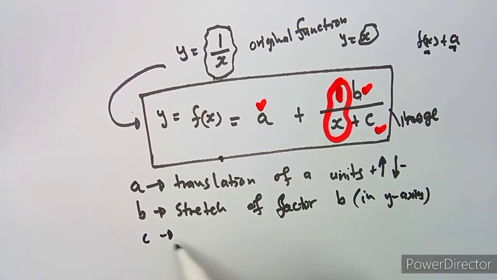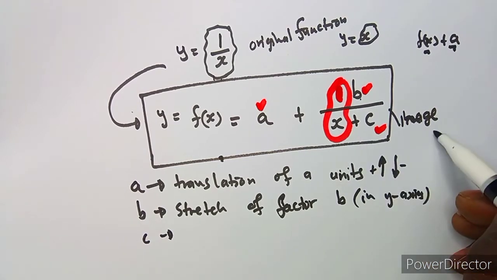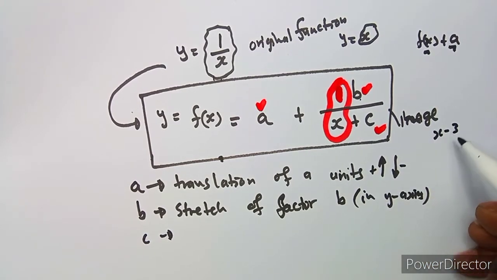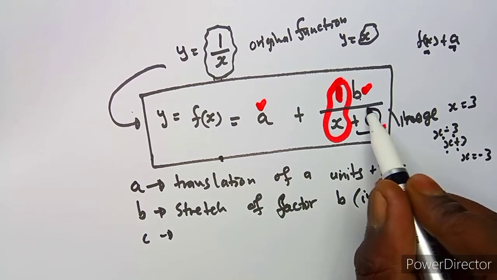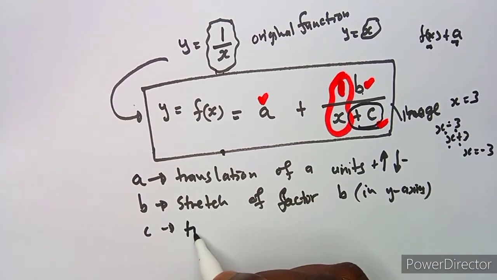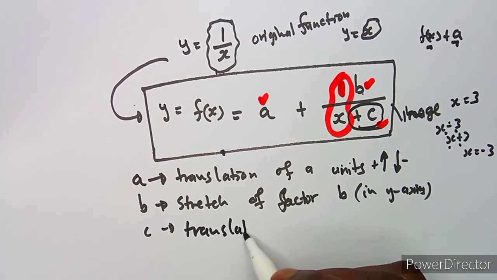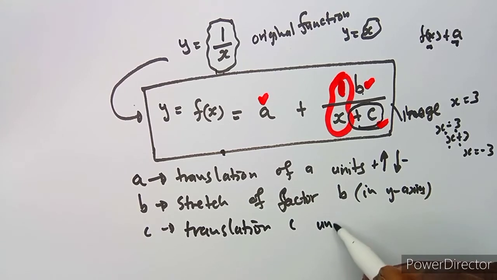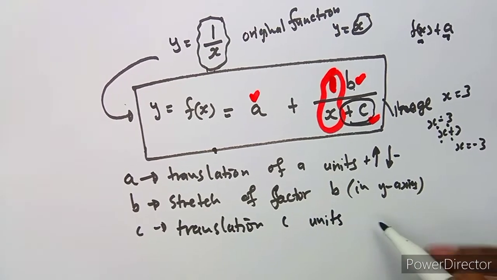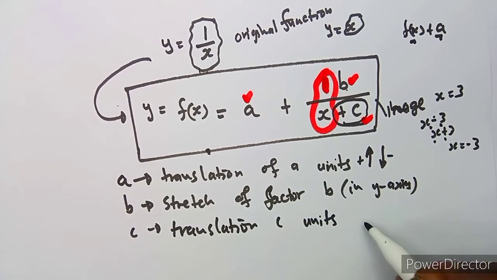And the c, this c here, depends on whether it is x minus 3 or x plus 3. As long as it affects x, you equate this to 0: x is going to be 3 from this one, and x is going to be minus 3 from this one. So this one is a translation also. That's a translation of c units, but this time it's in the horizontal.